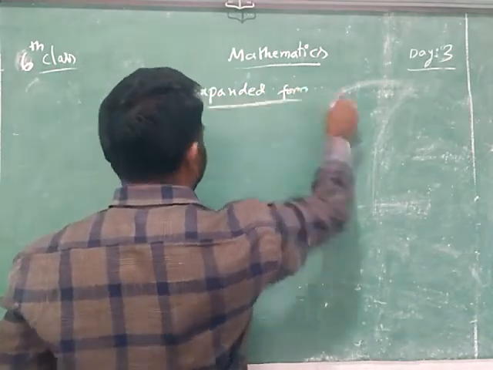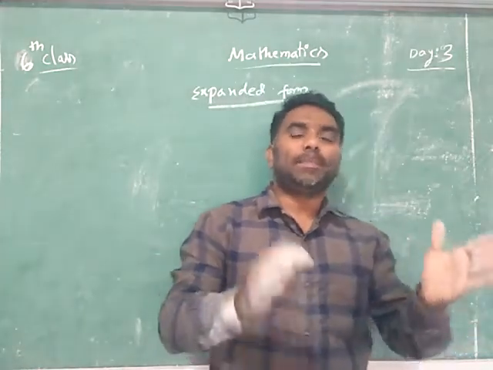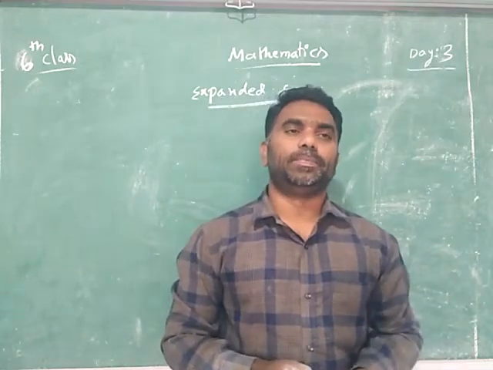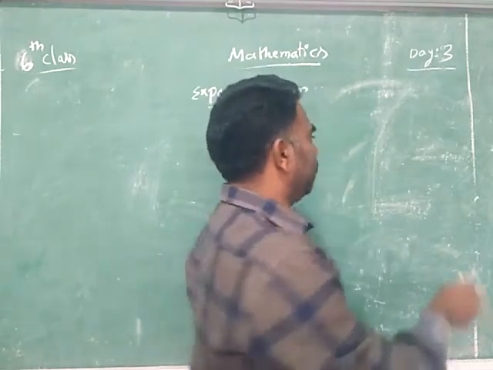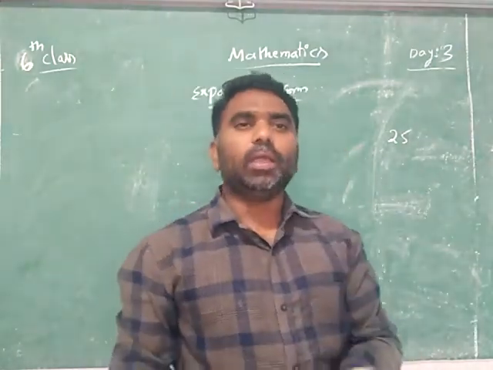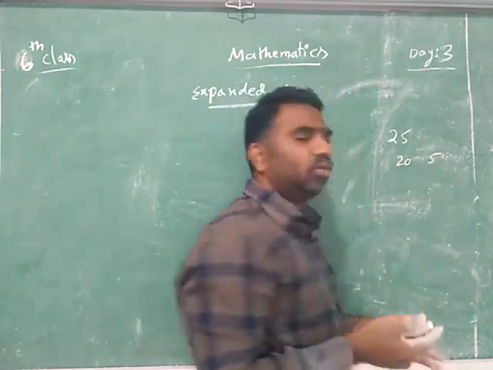Very easy it is. If you take a number and expand it by using the place values, that is called expanded form. What is an example I am giving to you? 25 means what? 20 and 5. 25 means 20 and 5 together make 25.